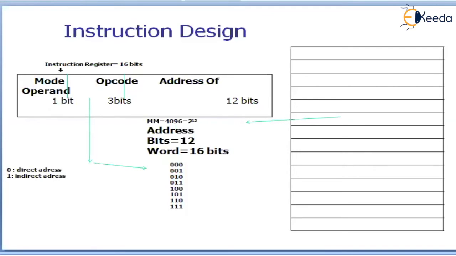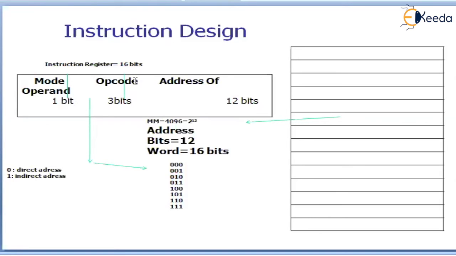We already know about an instruction in our system. Our system supports 16-bit instructions, which we discussed in our previous classes. In this 16-bit instruction, we have divided three fields. The first one is a mode field, which is 1 bit. It will give you either 0 or 1. 0 is for direct addressing mode. 1 is for indirect addressing mode.